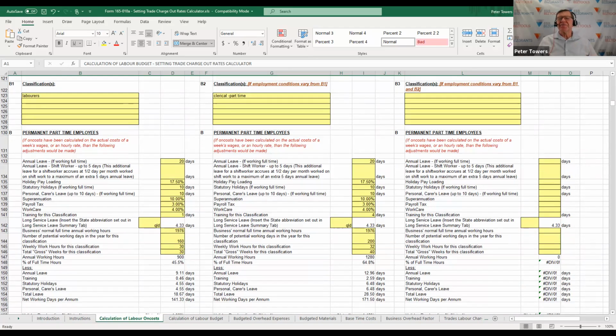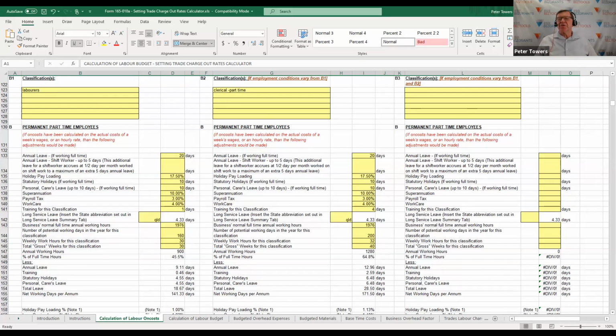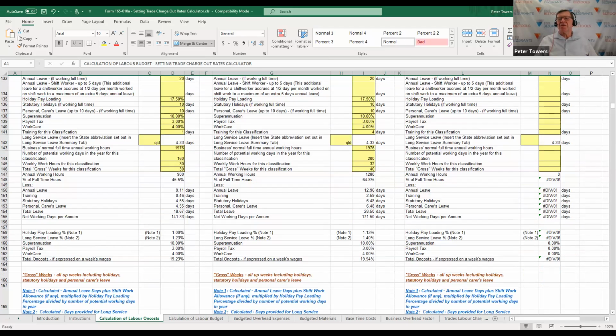You then have to insert the number of working days in the year that you think they'll work. And I said 160. I think they're going to do that in 30-hour weeks, and they're going to work for 30 weeks in the year. So they're going to work 900 hours. So that's 45.5% of the total. And then the system will calculate what their net working days are going to be and what their on-cost percentage is. We have similar things then for clerical part-time, and so on.